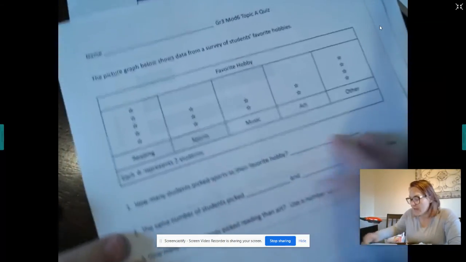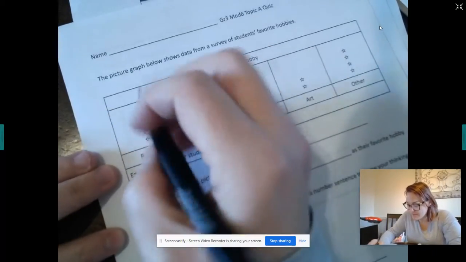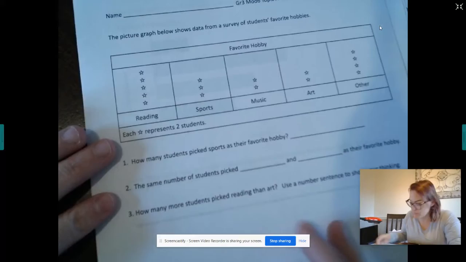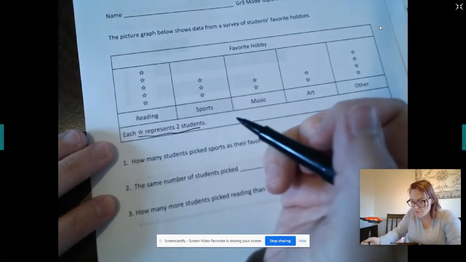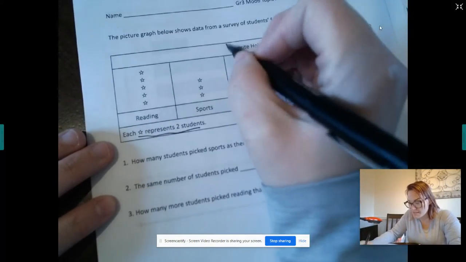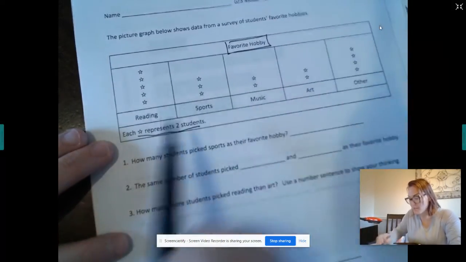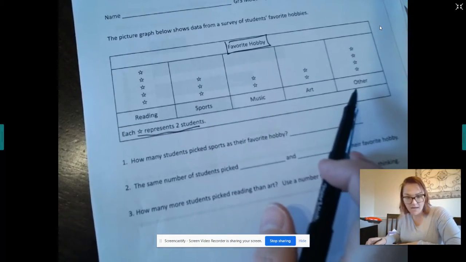So this topic A, the overview, this is a picture graph. They have given us stars to represent the information. And this key tells us that each star represents two students. So this is a survey of students, their favorite hobbies. So we see the title, favorite hobby. We have reading, sports, music, art, and other.